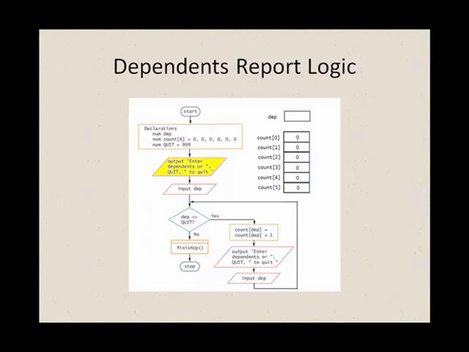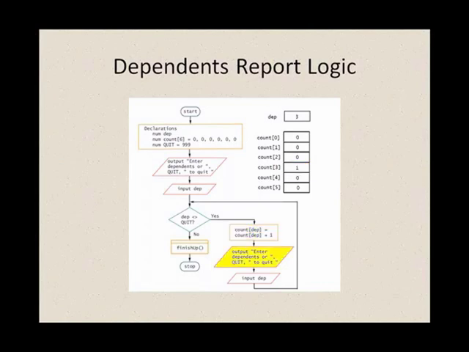You'll output "enter dependents or 999 to quit" to prompt the user for the first number of dependents. Assume the first employee has 3 dependents, so you'll input a 3. This value is not equal to 999, so you add 1 to the count that corresponds to the number of dependents. In other words, since dep is 3, you take count 3 and add 1 to it.